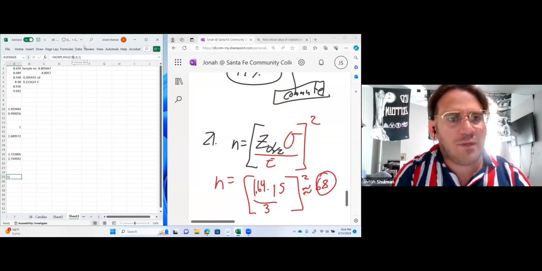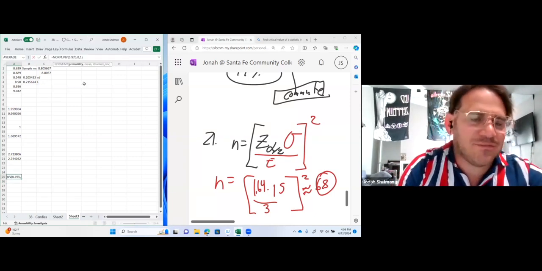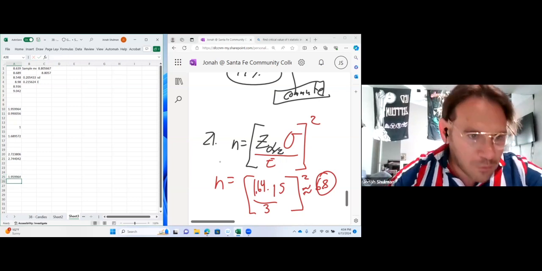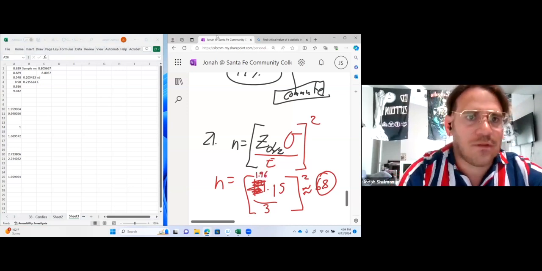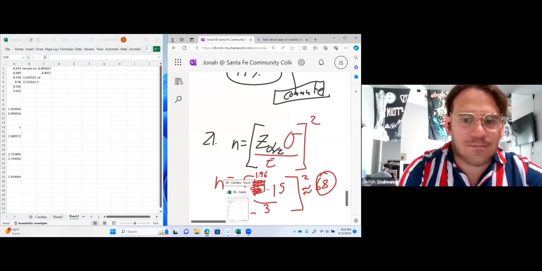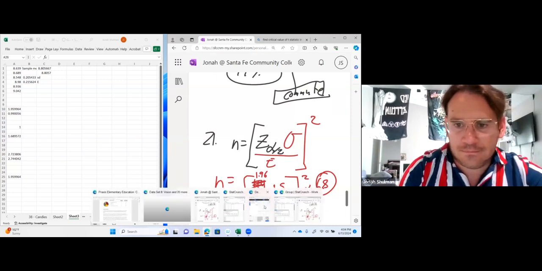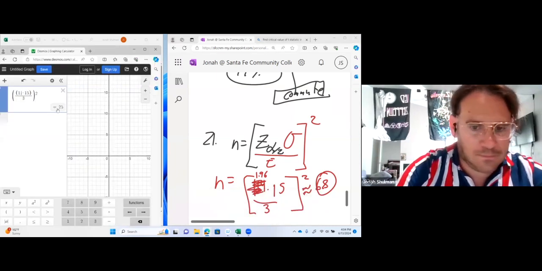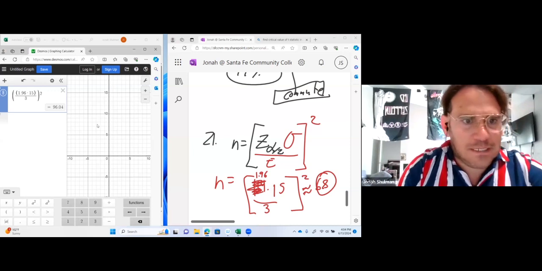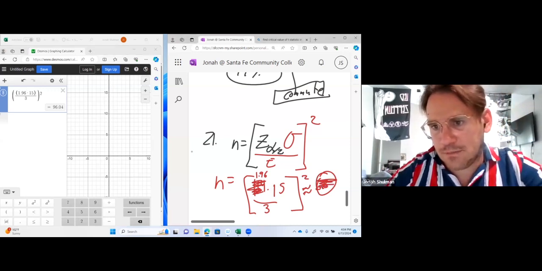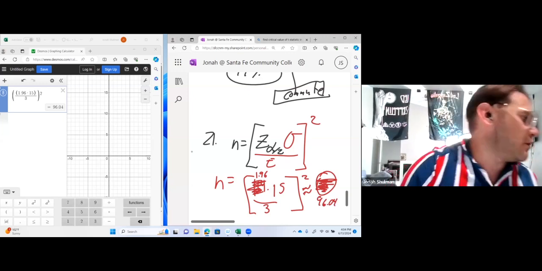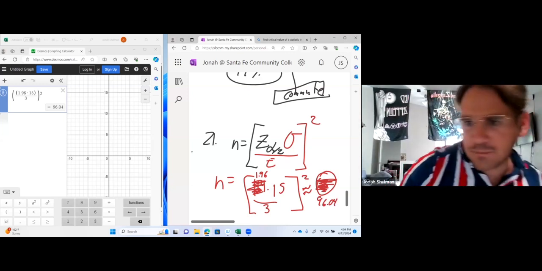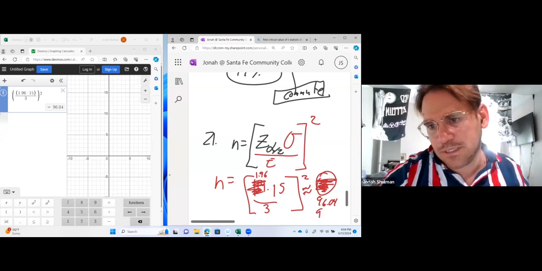Oh, I did 95, but I always have to go 975 because it's always to the left. I should use the table. This should be 1.96. Great. It's 96.04. Is that what it says in the back of the book? Yep, because you have to round up for the extra person, 97 people.